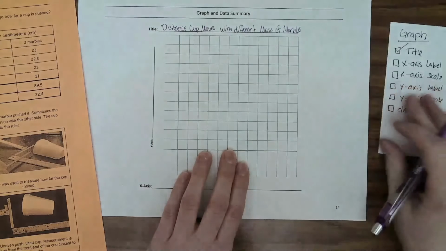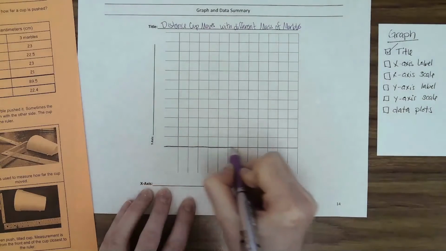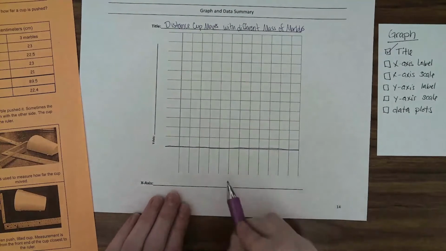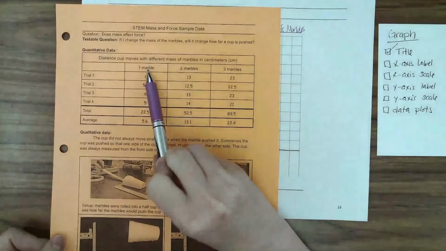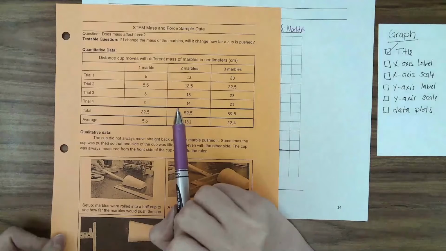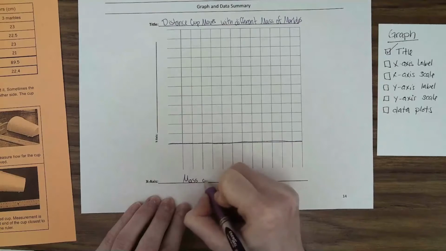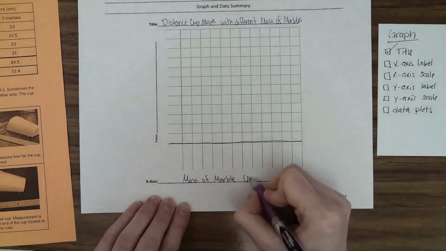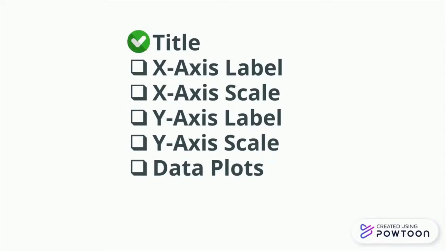Next, we need to have an x-axis label. The x-axis goes along the bottom of the graph. That is our x-axis. We need to label our x-axis. You will put your independent variable on the x-axis. Your independent variable is the one that you changed. In this case, we changed the mass of the marble by using different amounts of marbles. So here we're putting mass of marble, and the units we're using are marbles because we're changing the mass using 1 marble, 2 marbles, or 3 marbles.